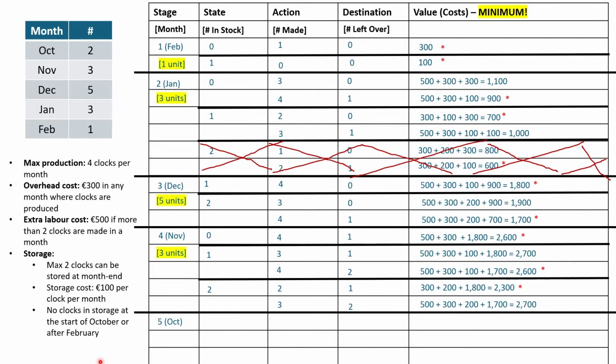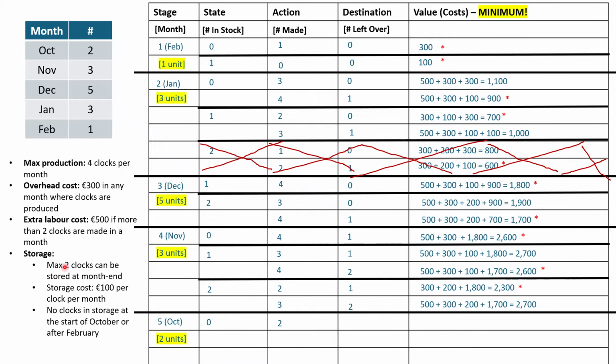So then we need to think about our last month, which is stage 5, which is October. In October, we want 2 units. So in terms of our options, remember that they told us that there are no clocks in storage at the start of October. So the only thing we can have here is having 0. If we have 0, we have to make at least 2 because we need 2 for that month. If we make 2, that gives us 300 for our overheads. And then we think about if I end October with none, it means I start November with none, which gives me my 2,600. I could make 3, which would leave 1.